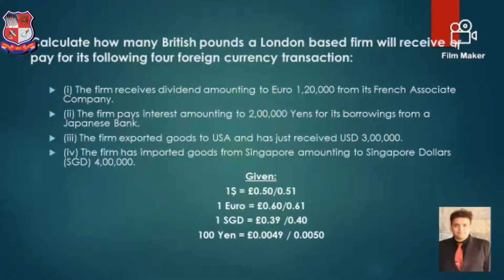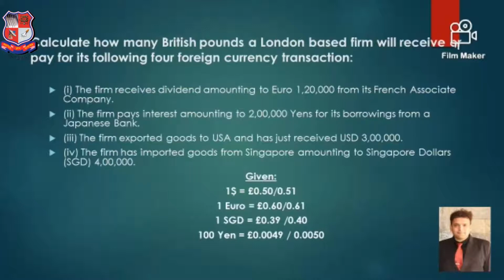Third, the company is making an export and is supposed to receive 3 lakh US dollar. So what is it in terms of pound, we need to find out. And the fourth is the company is importing goods worth 4 lakh Singapore dollar. So in terms of pound, how much we have to pay, and the different quotes are given.